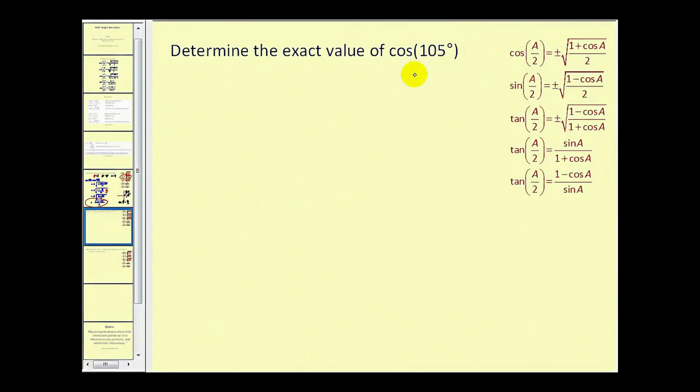We want to find the exact value of cosine 105 degrees, so we'll use this identity. Again, if we want A over 2 to equal 105 degrees, we'd have to double this. So 210 divided by 2 will give us 105 degrees. So we're going to use 210 degrees for angle A.